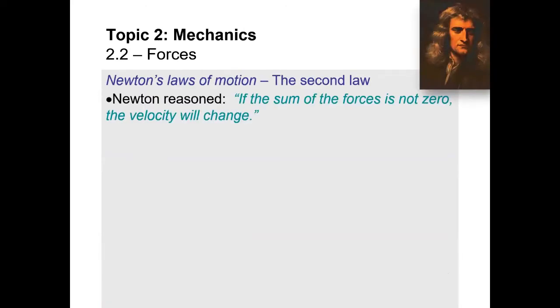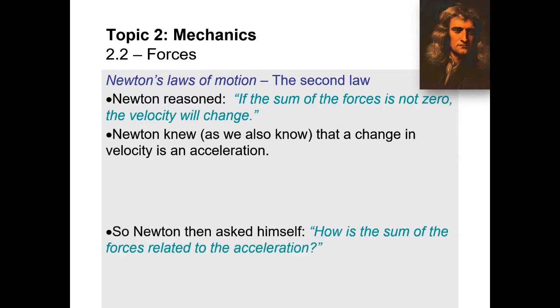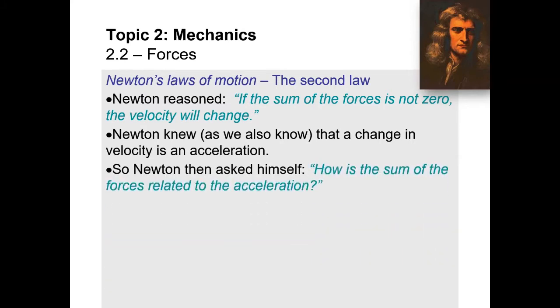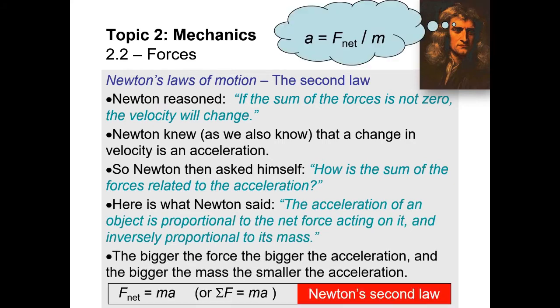Newton's second law: if the sum of the forces is not 0, the velocity will change. Newton knew that the change in velocity is an acceleration. So Newton then asked himself, how is the sum of the forces related to the acceleration? The acceleration of an object is proportional to the net force acting on it and inversely proportional to its mass. So we have our equation, net force equals mass times acceleration.